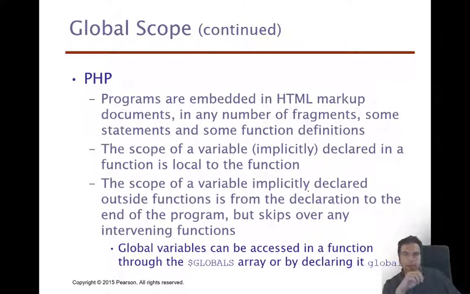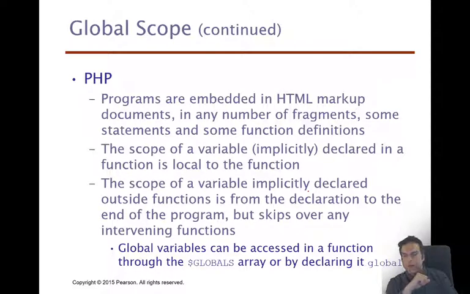PHP, again, many of you have or will use PHP. Languages are actually embedded inside of HTML markup. The scope of a variable is local to a function, and if it's declared outside of a function, the scope lives from the declaration up until the end of the program, but you don't have access to that variable within any of the other functions, right? So it's kind of a global scope that begins at the declaration.